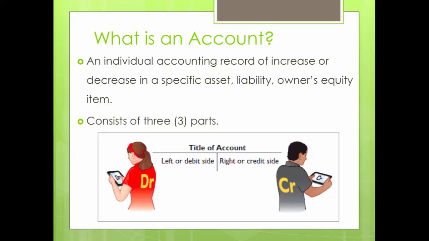I want you to erase this from your memory and not think that debit is decreasing and credit is increasing. If you think of debit and credit in this manner, you will get confused and you will not get the homework assignments completed correctly. So all I want you to learn and remember at this point is that debit is the left side and credit is the right side. That's it. Don't remember anything else. Debit is the left side, credit is the right side.